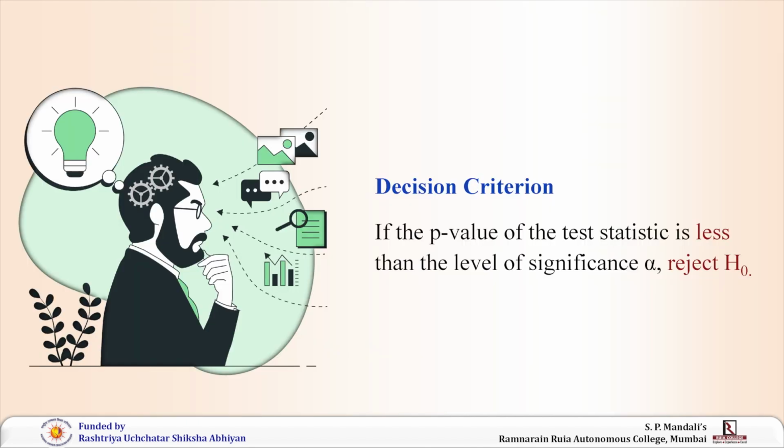Decision criterion can also be written in terms of p-value, which is actually the probability value of the test statistic, and irrespective of the sign of the alternative hypothesis, if a p-value is calculated, the decision taken is, if this p-value is less than the level of significance alpha, reject H0, whatever may be the sign of the alternative hypothesis.